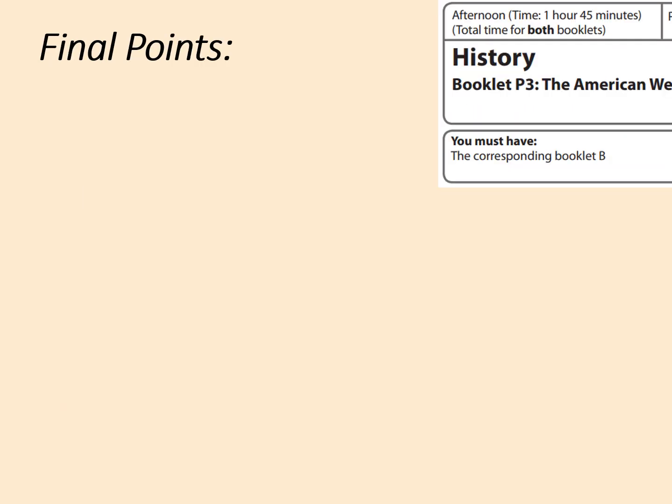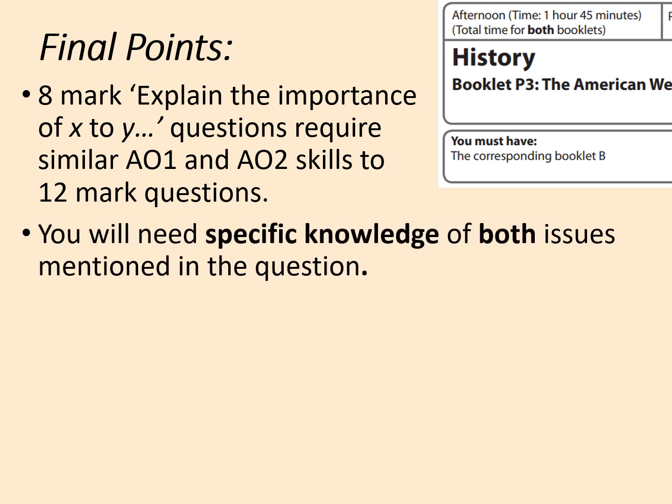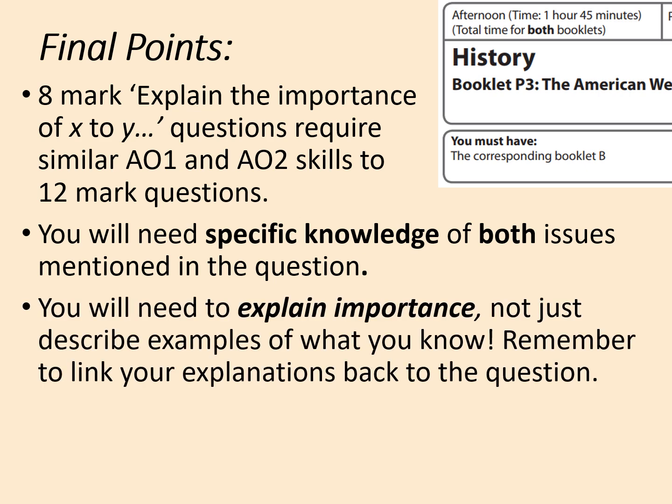Some final points then. Eight mark explain the importance of X to Y questions require similar AO1 and AO2 skills to the 12 mark questions in the first part of the paper, or indeed in some of the other Edexcel papers. You will need specific knowledge of both issues mentioned in the question. You'll need to explain the importance, not just describe examples of what you know. Remember to link your explanations back to the question. How is one thing important to the other issue mentioned in the question?